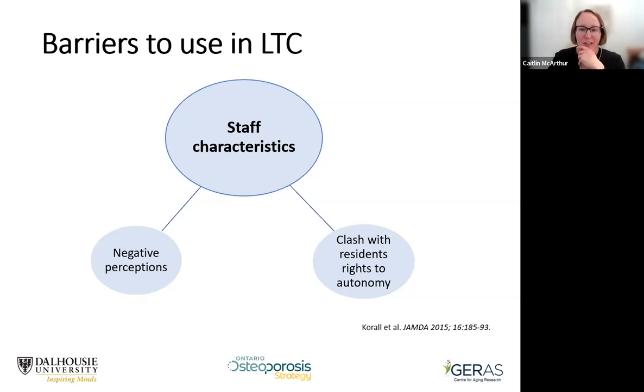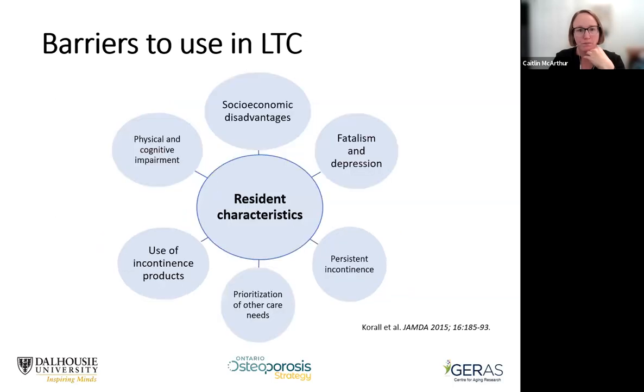And then a perceived clash with residents' rights to individual choice and autonomy. So there's difficulty understanding residents' decision to wear the hip protectors or not. In some situations, for example, staff made the decision not to offer hip protectors because they perceived they would be forcing the resident to wear the garment against their will. And they wanted to uphold their rights and individual choices and autonomy, which is obviously important.